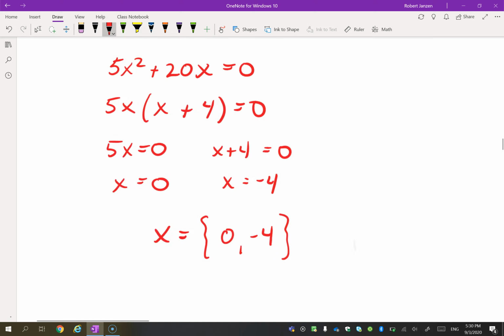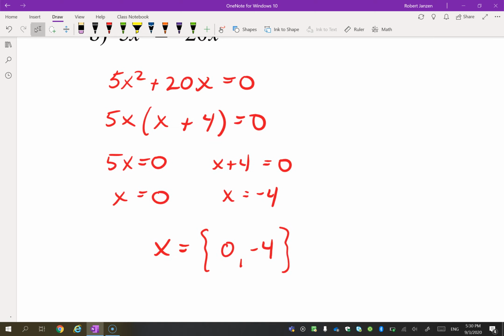Okay, a couple of little notes here. Make sure that you are always keeping this as an equation. If you forget the zeros like that, you are taking an equation and making it an expression. Okay, you have to keep it as an equation.